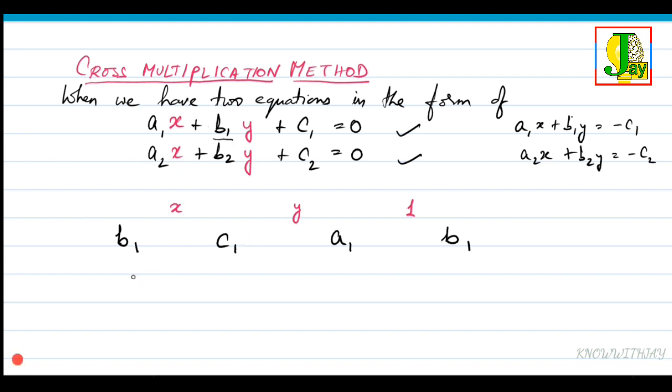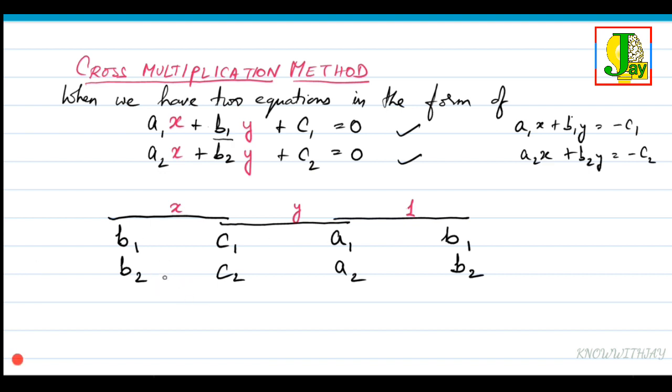For the second equation also we do the same thing: b2, c2, a2, b2. Now once you have arranged the coefficients, just follow this procedure. You can draw a single line also, that doesn't matter.